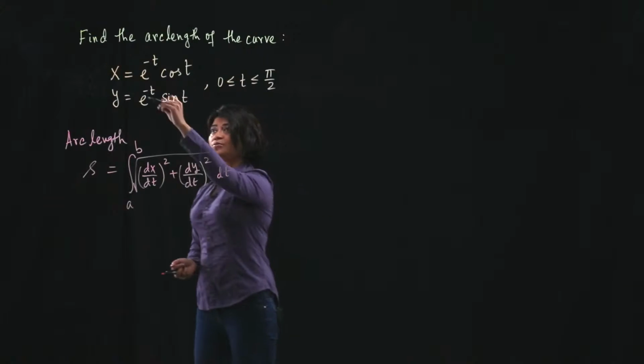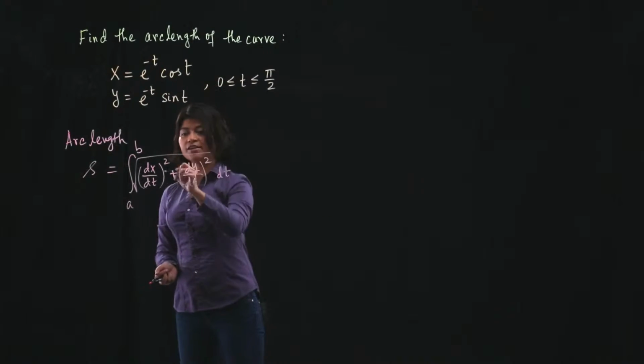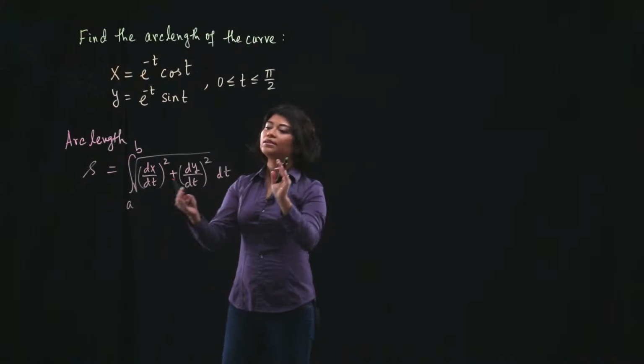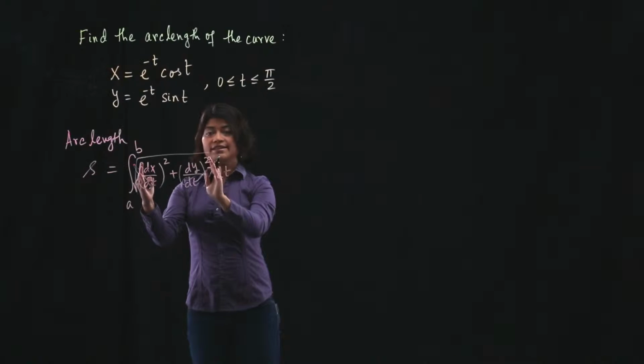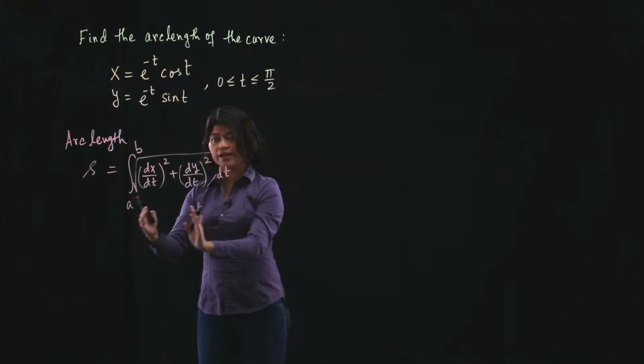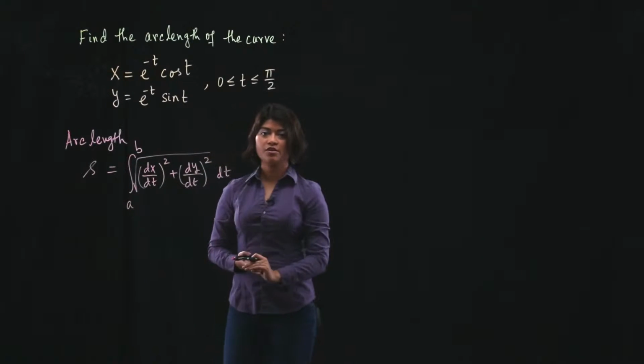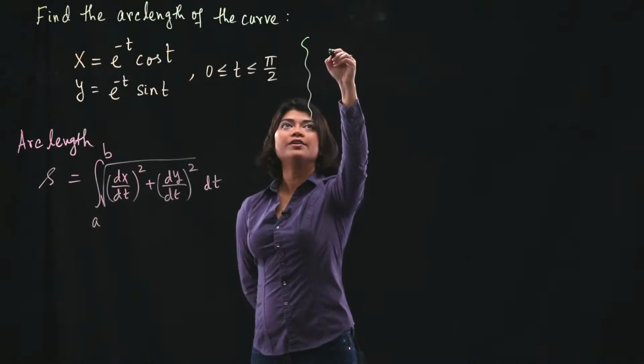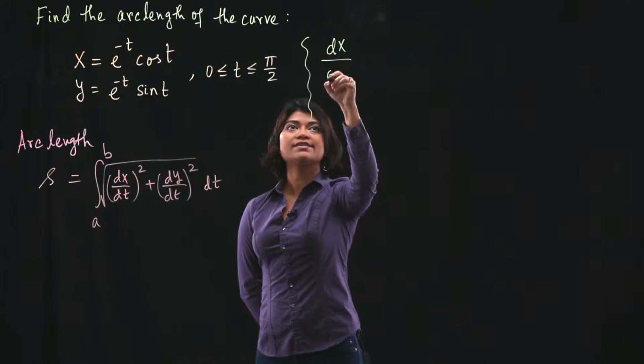So given x and y in terms of t, we can compute dx dt and dy dt. So let's do that separately. Then we will find this expression, simplify it, plug it inside the integral, and then we'll solve it. Okay, so let's come back here and figure out what is dx dt.